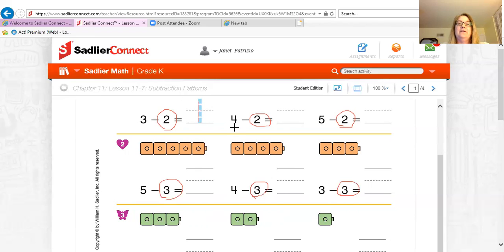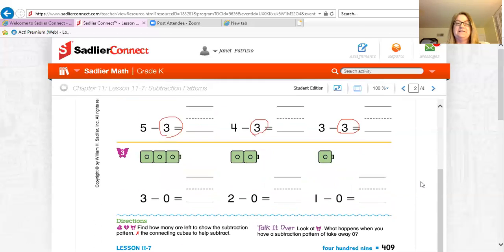We'll give you an example. 4 minus 2 is 2. 5 minus 2 is 3. Now look at our answers. See another pattern. 1, 2, 3. The answers get bigger by 1. So that is what you're doing on this page.